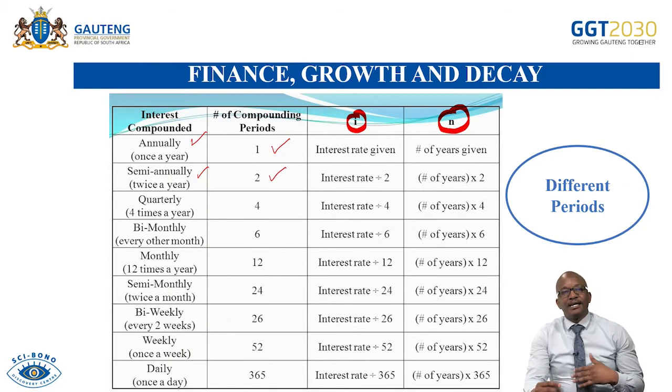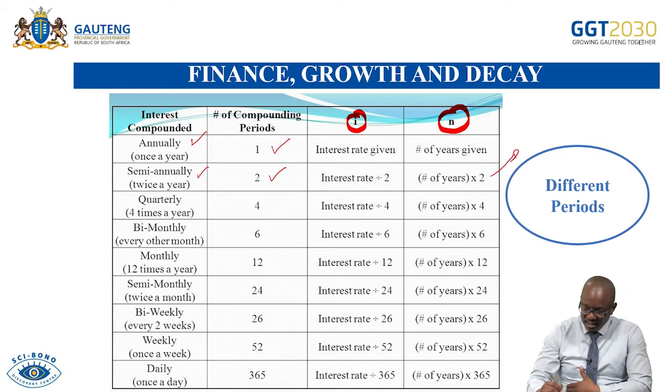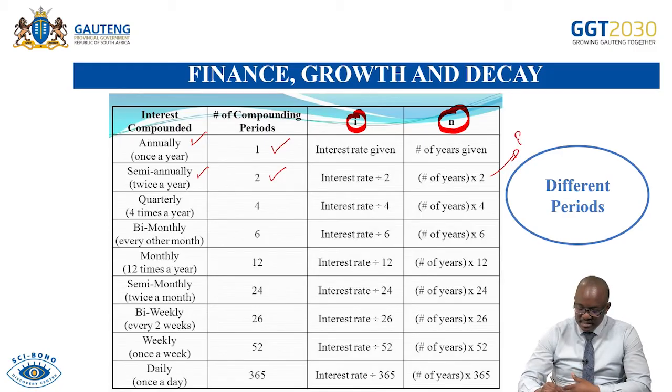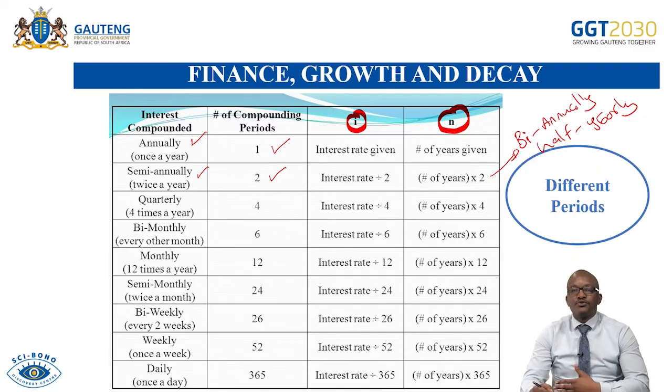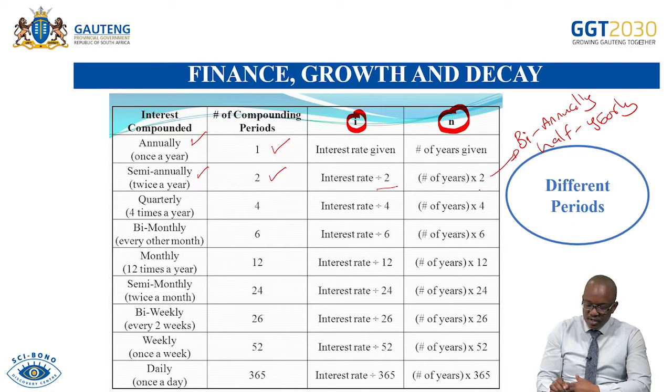And remember, there can be other words that can describe the semi-annually. Sometimes they can say biannual, or they can say half yearly. So those two things, they also describe the interest that is being charged 2 times a year. And remember, with different periods, what then do we do? We divide our interest rate by 2 and we multiply the number of years by 2.